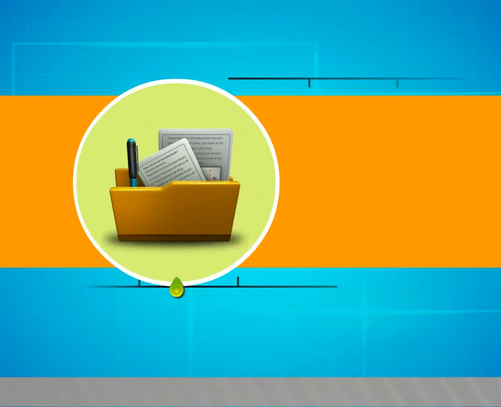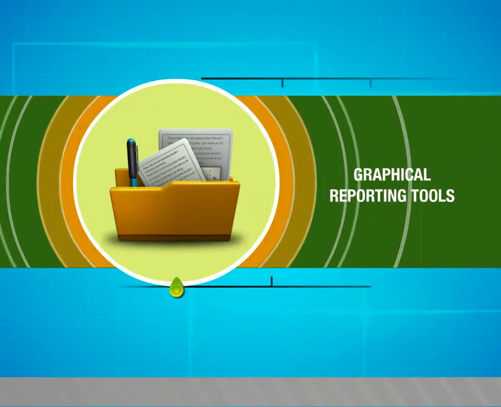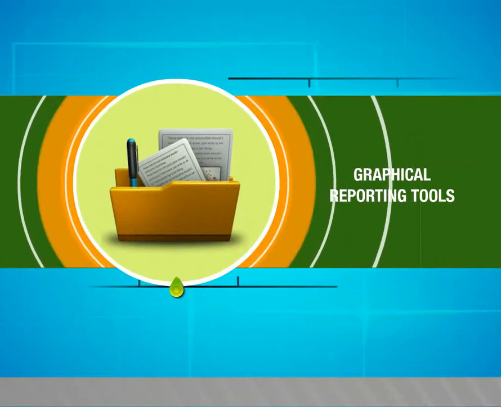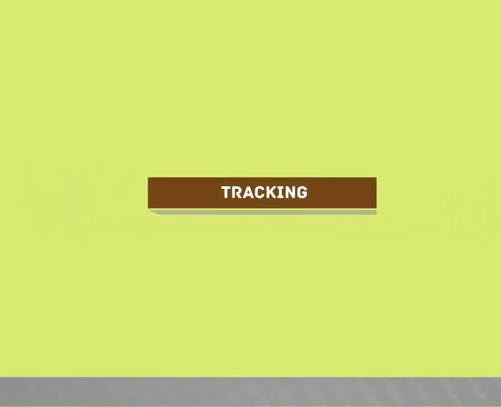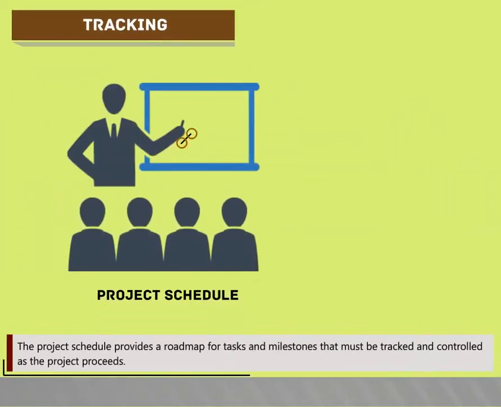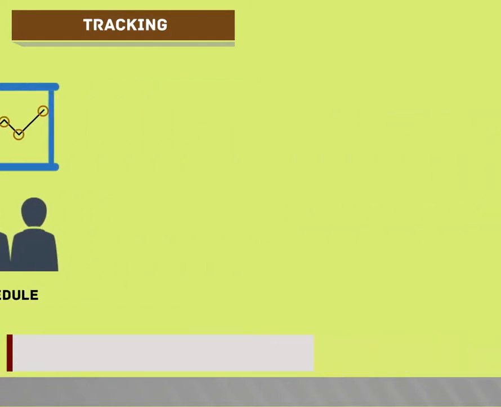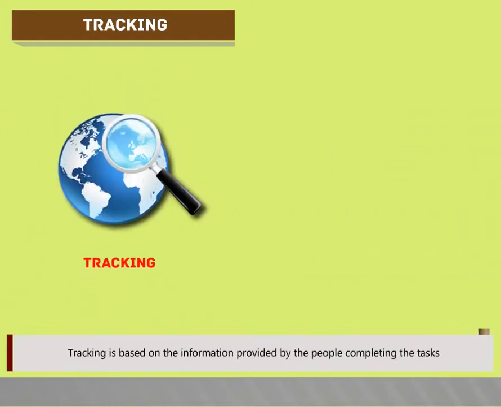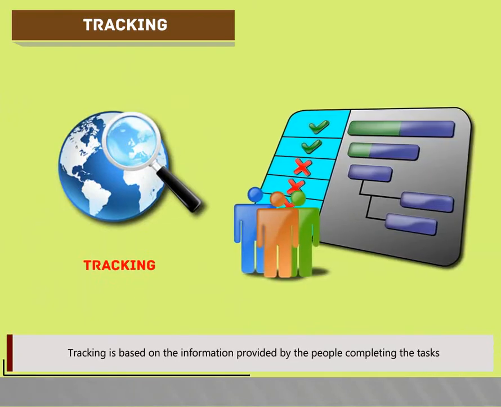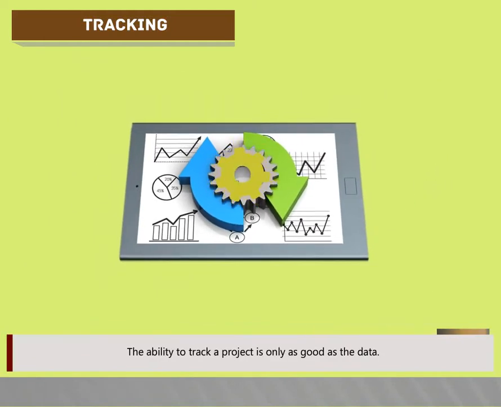Graphical reporting tools. In this video, we are going to see about graphical reporting tools. Tracking. The project schedule provides a roadmap for tasks and milestones that must be tracked and controlled as the project proceeds. Tracking is based on the information provided by the people completing the tasks. The ability to track a project is only as good as the data.